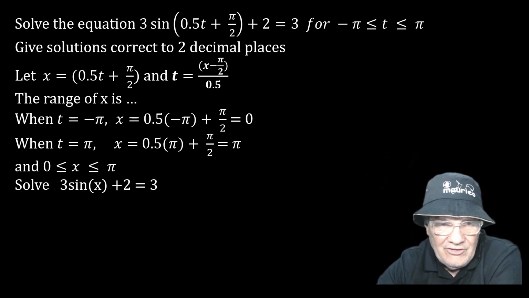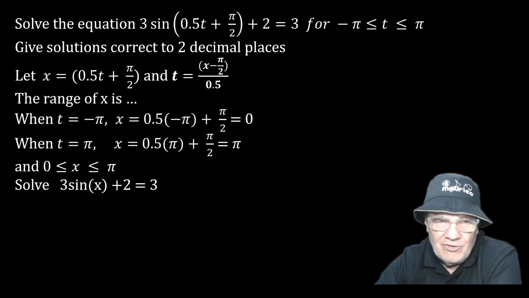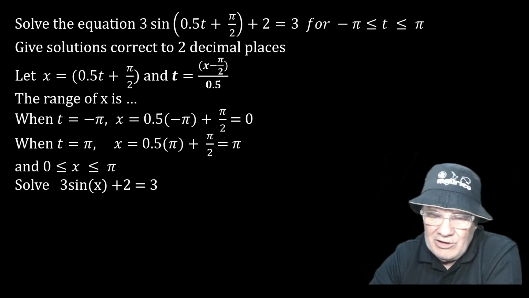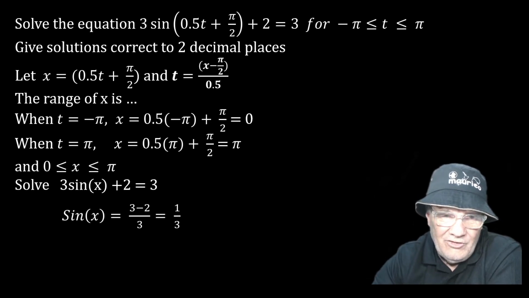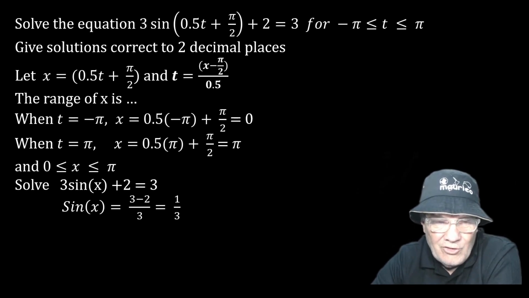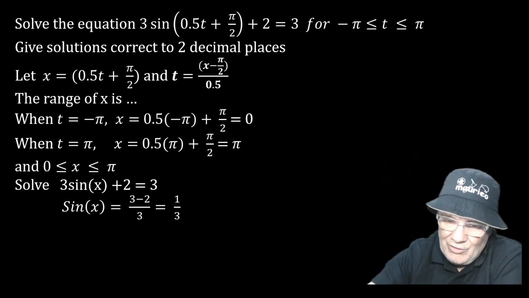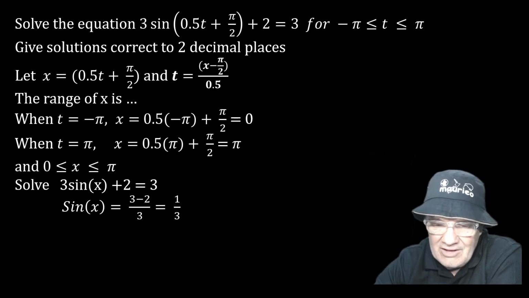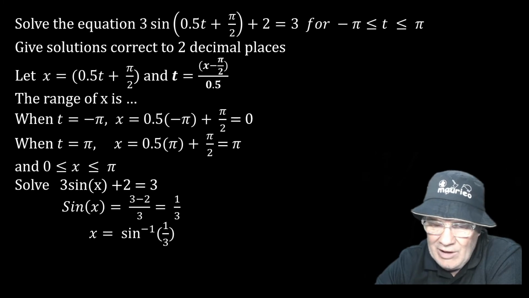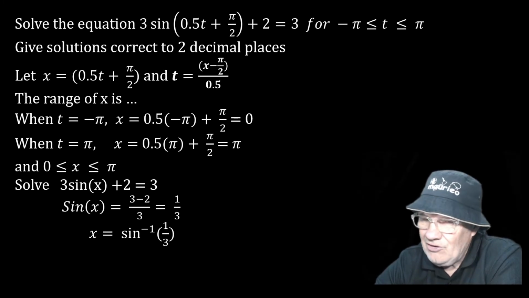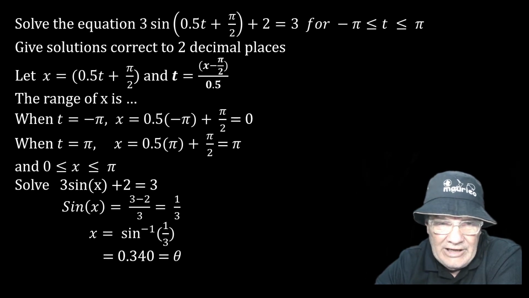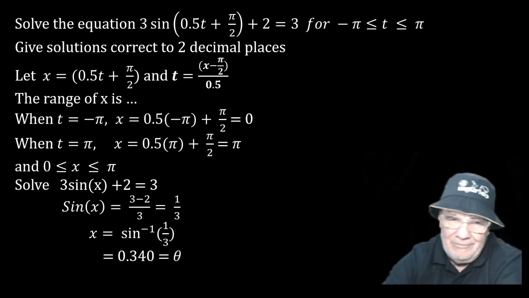Right, so let's solve 3 sine x plus 2 equals 3. We can see that sine x equals (3 minus 2) all over 3, which equals a third. And if we go to our calculator, x equals sine to the negative 1 of a third. Easy peasy stuff. We've done that before. And therefore x equals 0.340.